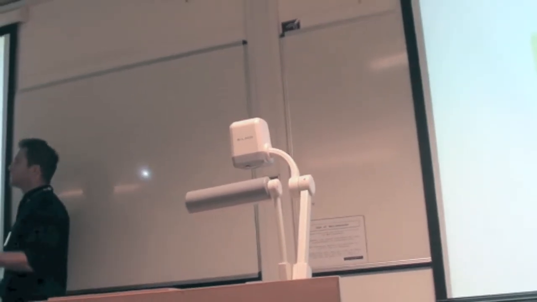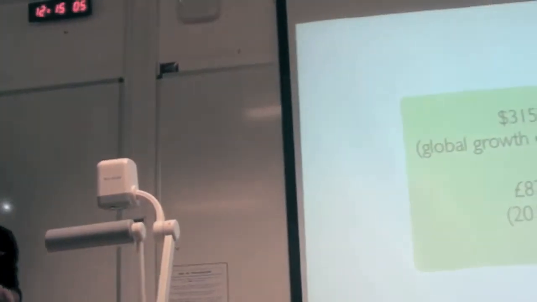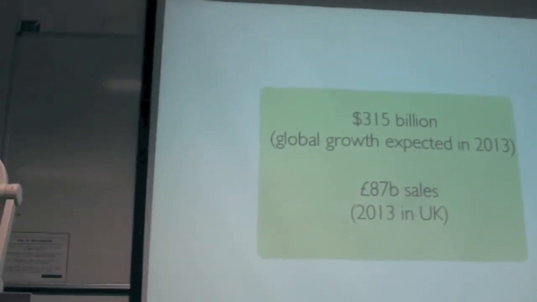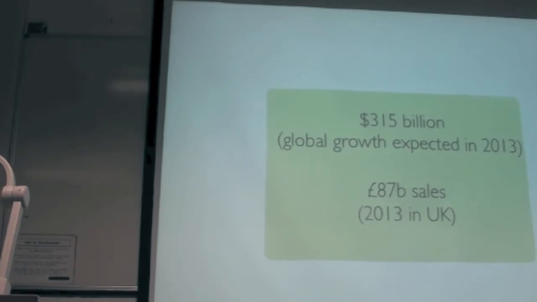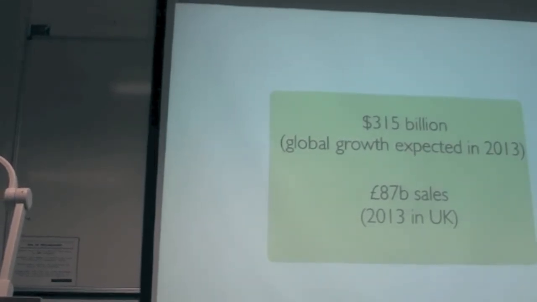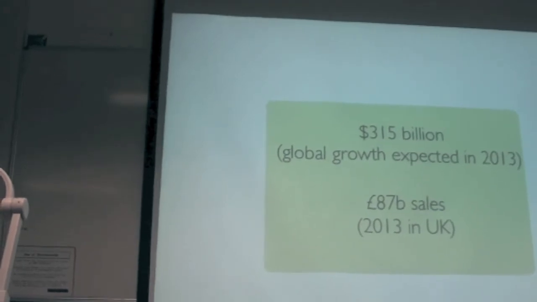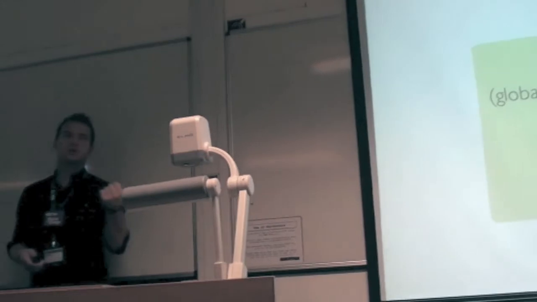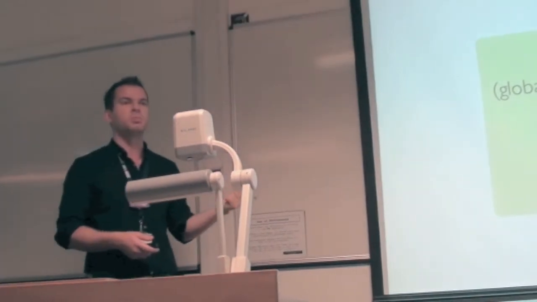Let's look at global expected sales for 2013. That's around 315 billion. Billion with a B. That's huge. And so these are just some other numbers; the numbers are extraordinary when you look at e-commerce. Same as social media, same as mobile.